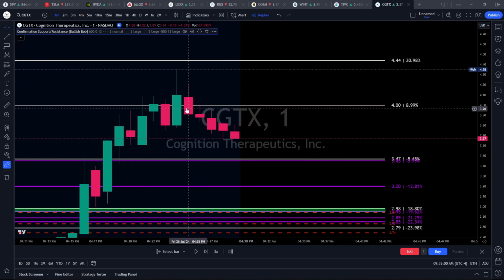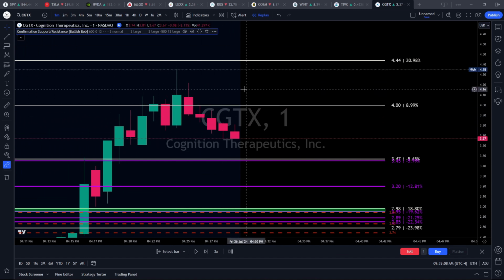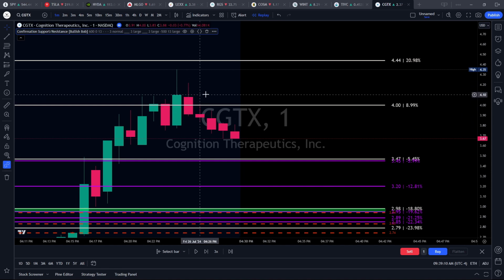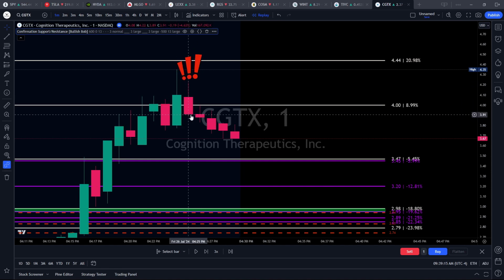I'll pause it there. Closed over, almost filled the gap, but failed the level. Now, if I were to get in on this candle here, that close over, this does have a topping tail, but this is a bullish candle, closed over a $4 level. So it needs to hold $4. Well, it didn't hold $4. So if I was in this position, I would sell for a loss on this candle.